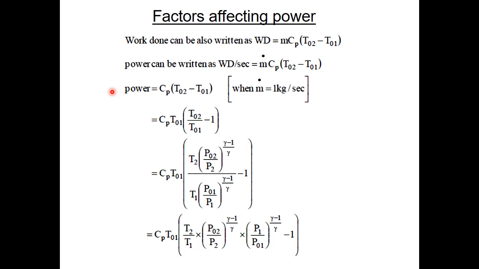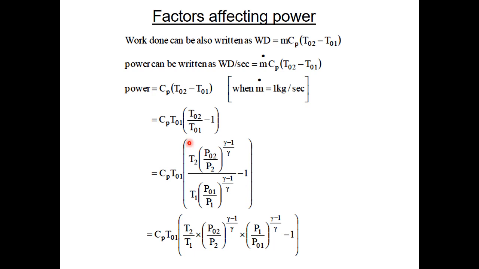For unit mass flow rate, that is when m dot equal to 1 kilogram per second, the equation for finding power equals Cp into T02 minus T01. Now from this equation, T01 we need to take outside, so the equation will be Cp into T01 into T02 divided by T01 minus 1.